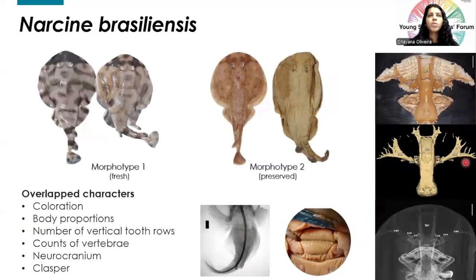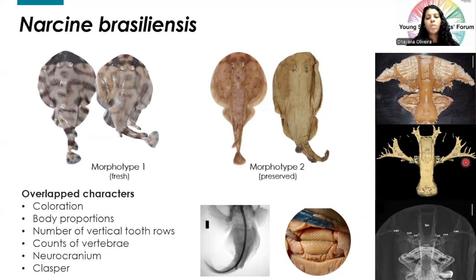So, through manual dissections, direct observations, X-rays, CT scans, and traditional morphometry, I examined 304 specimens of Narcine for body proportions, dorsal coloration pattern, and morphology of neurocranium and clasper. Then, I ran statistical tests on the morphometric measurements to evaluate the intra- and interspecific variation.